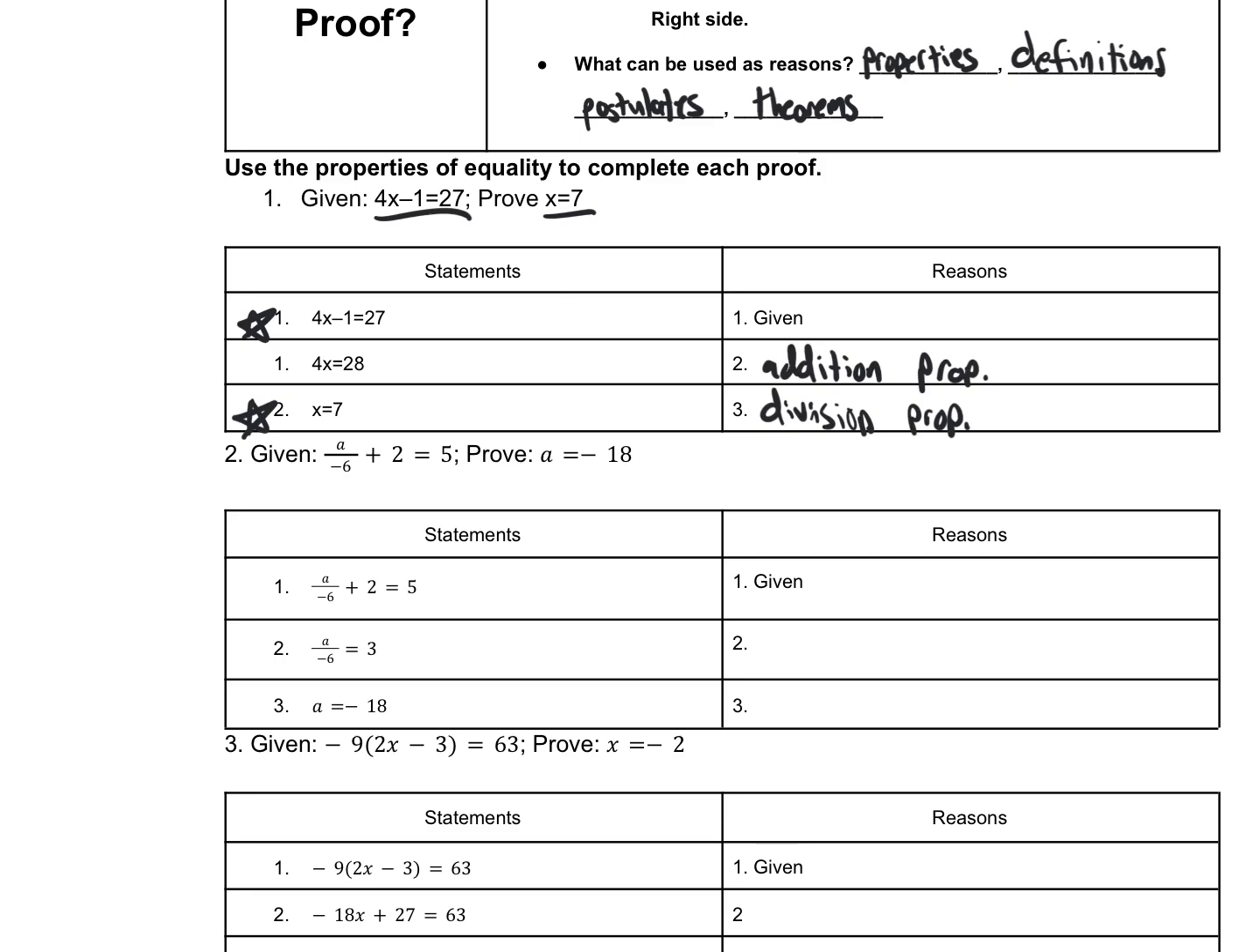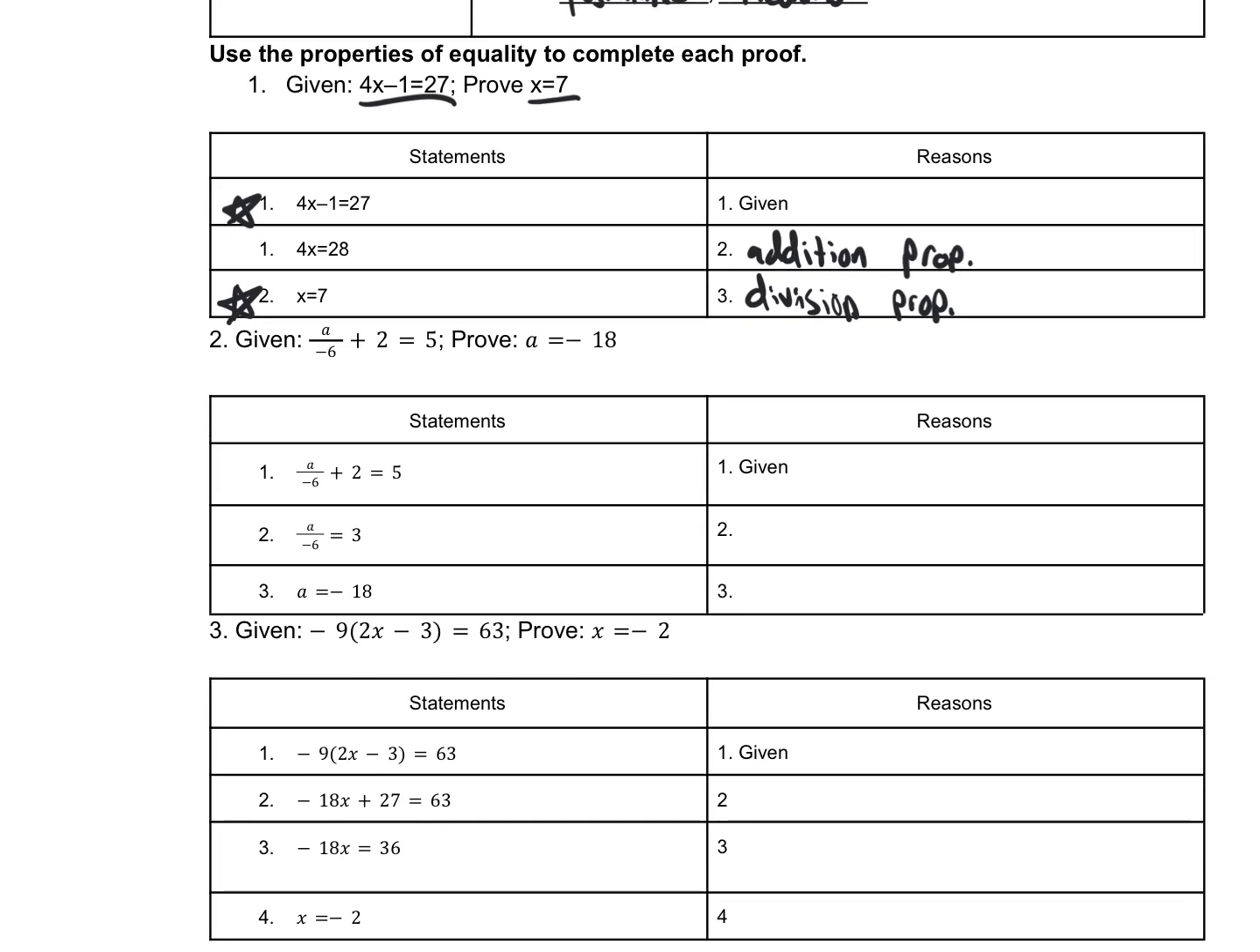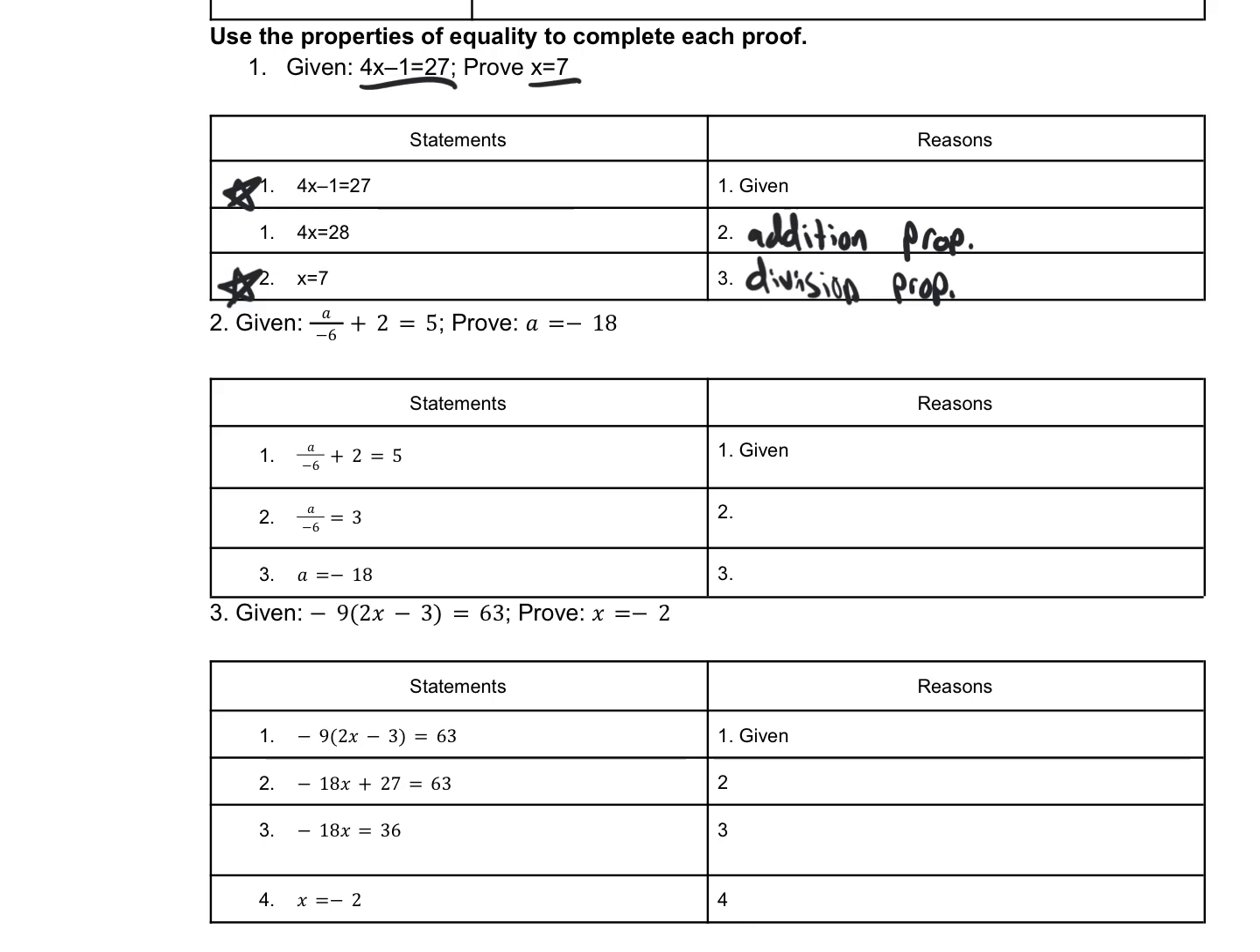And that's all I have to do for these. Number 2, a over negative 6 plus 2 equals 5. I want to prove that a equals negative 18. So my first statement goes in the first box. This second statement, a equals negative 18, notice I have that there next to number 3. So my first reason is that it's given.